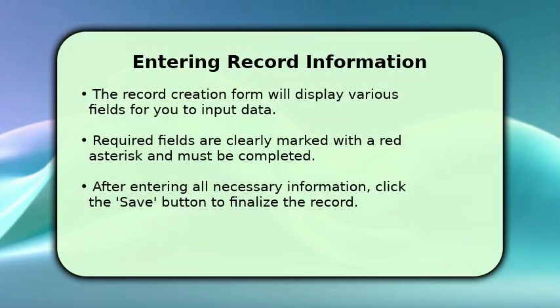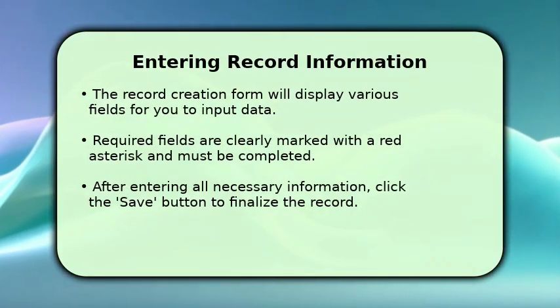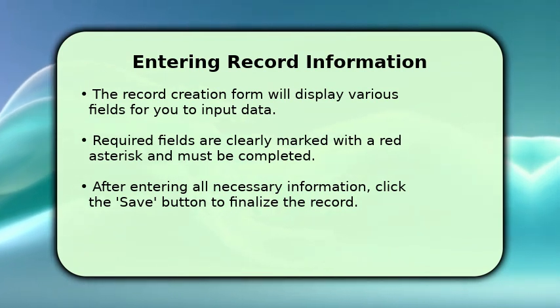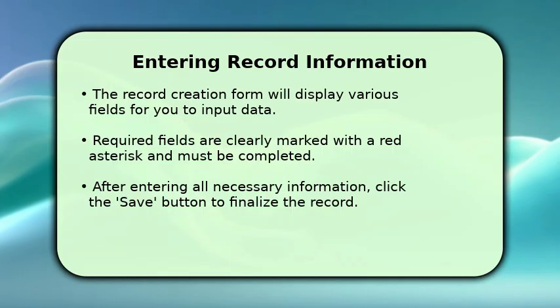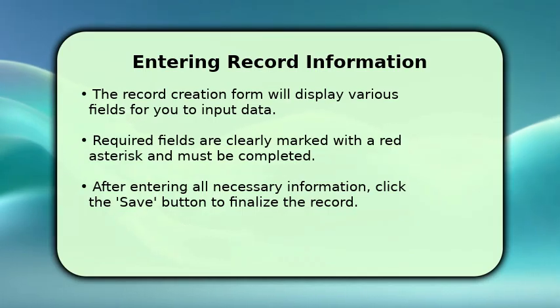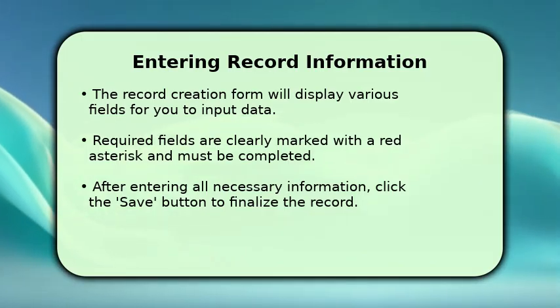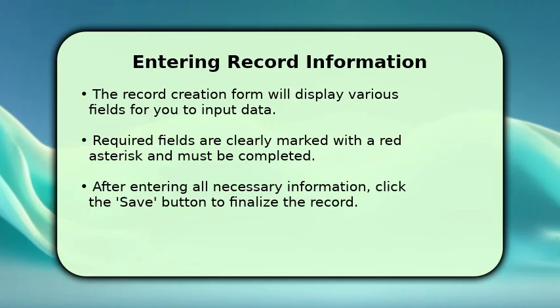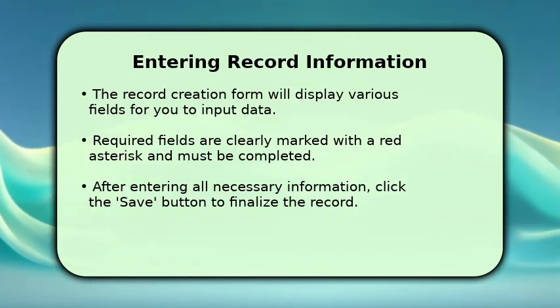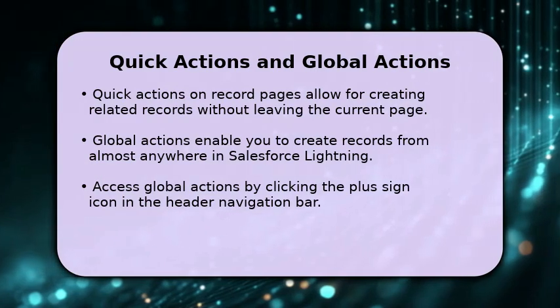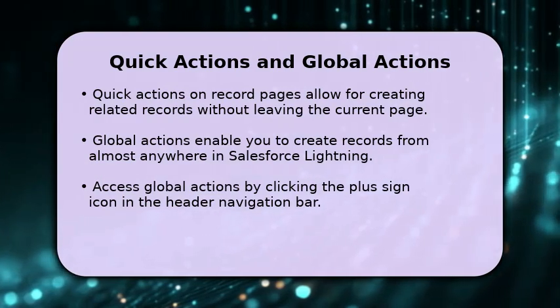Once the record creation form appears, you'll see a series of fields designed to capture all relevant information. Pay close attention to any fields marked with a red asterisk, as these are mandatory and must be filled out before you can save. Take your time to accurately input all the details, from names and addresses to specific dates or values. After reviewing your entries, simply click the Save button, and your new record will be successfully created in Salesforce.